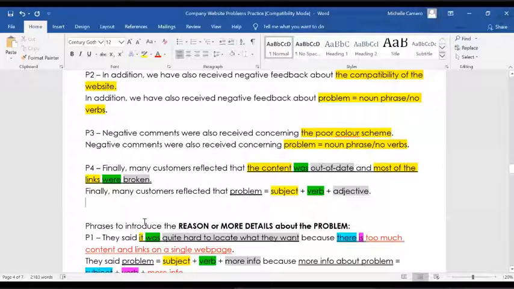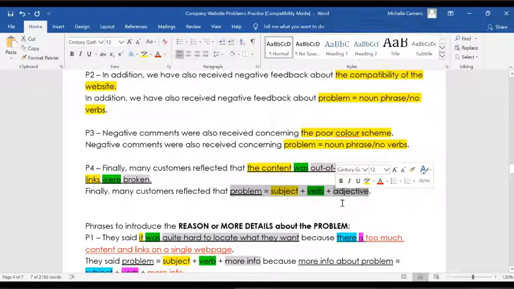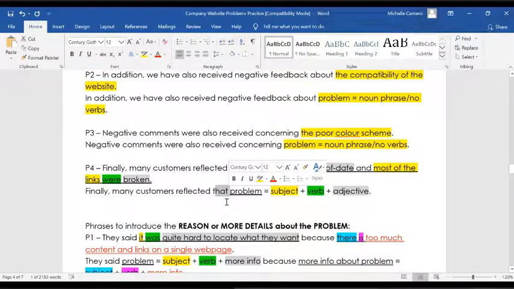All right, so how can you start your sentence? You can say, finally, many customers reflected that, and then you want to say the problem. And now here, like I said, this is special because you have 2 problems. And when you say the problem, you need subject, verb, and adjective, okay? Again, why do you need the subject and the verb? Because you have a that clause. So when you have a that clause, you've got a group of words that starts with the word that, and this group of words, because it starts with the word that, requires a subject and verb of its own. And then after the verb, you can either put more information or you can put an adjective. And for this assessment, it'll probably be an adjective.